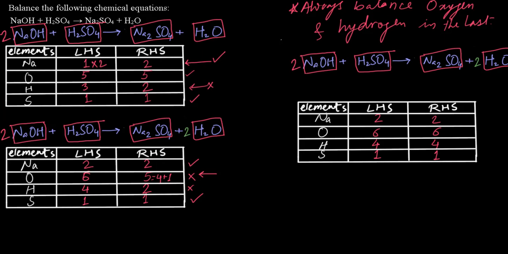Now if you see, we have all of our elements balanced on both sides of the equation. So this is our balanced equation. I'll write it down again. 2 NaOH plus H2SO4 gives Na2SO4 plus 2 H2O. So this is our balanced equation.